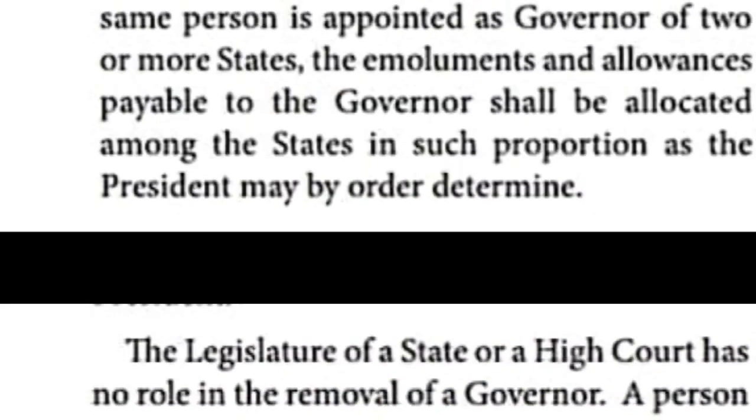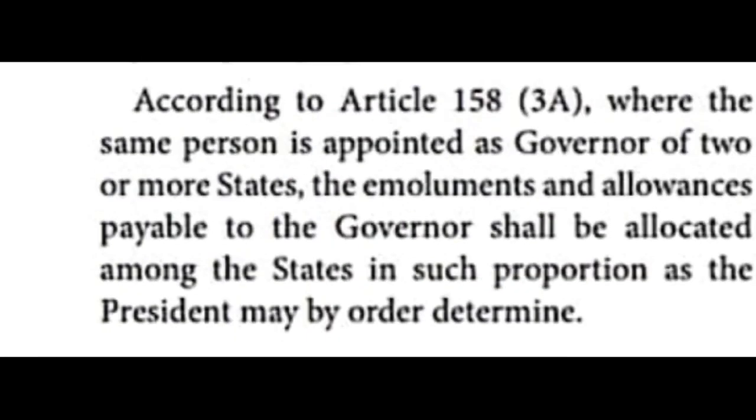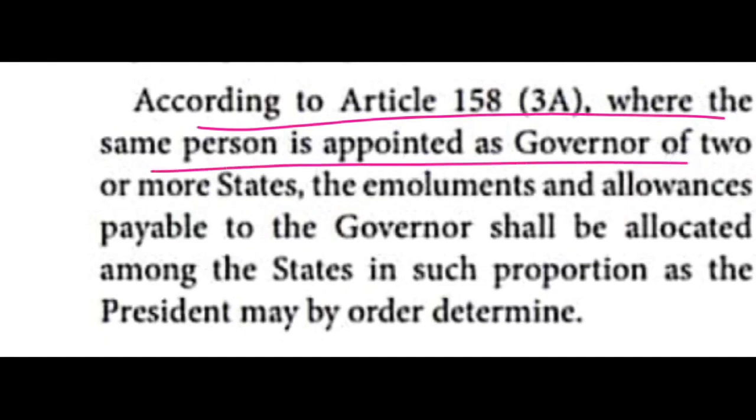The next point, children, is the third para under the appointment column. According to Article 158(3A), what is given is that if the same person is appointed as the governor of two or more states, it is very important.